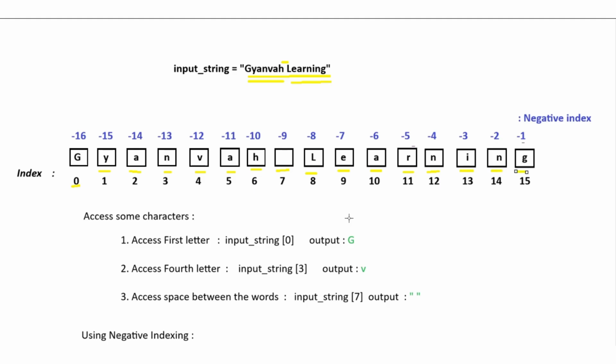So this gives us a complete picture of how Python sees the string internally. Letter by letter, position by position. Now let us try to access some characters. If we want the first letter, we use position 0.